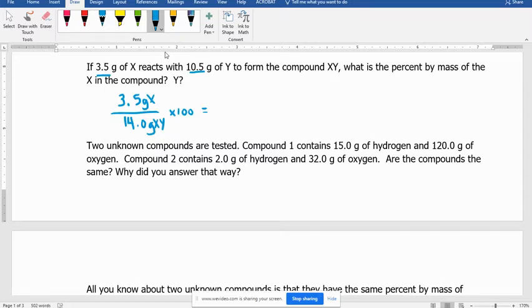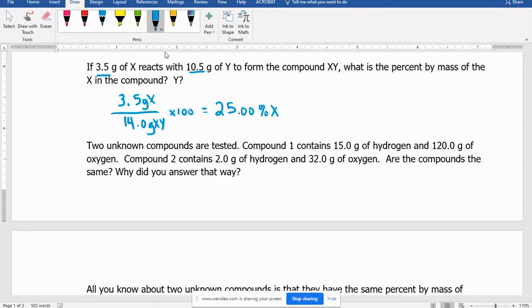And that ends up being 25%. That's percent X. So your units on this are going to be the percent sign and whatever element you're working with behind that. I always usually take this to the hundredths place.